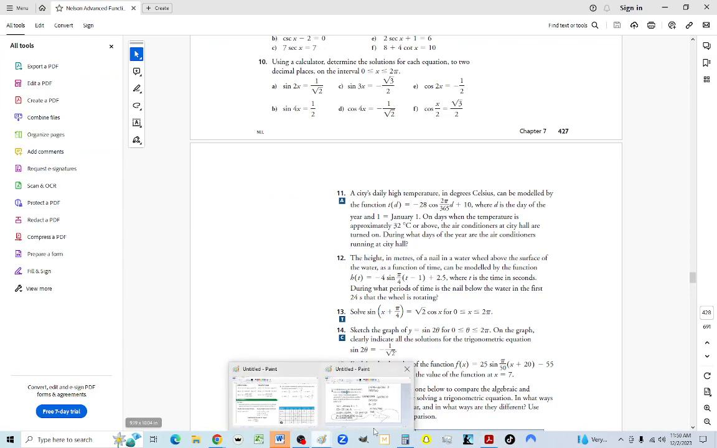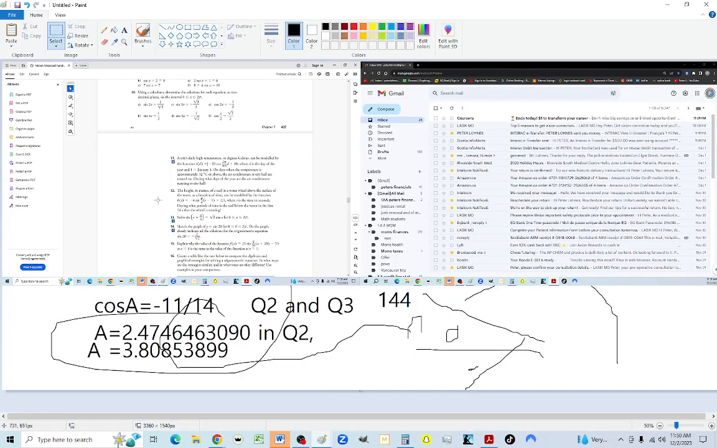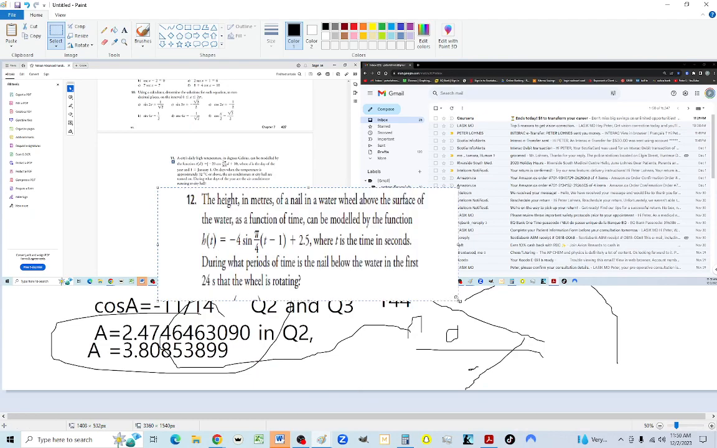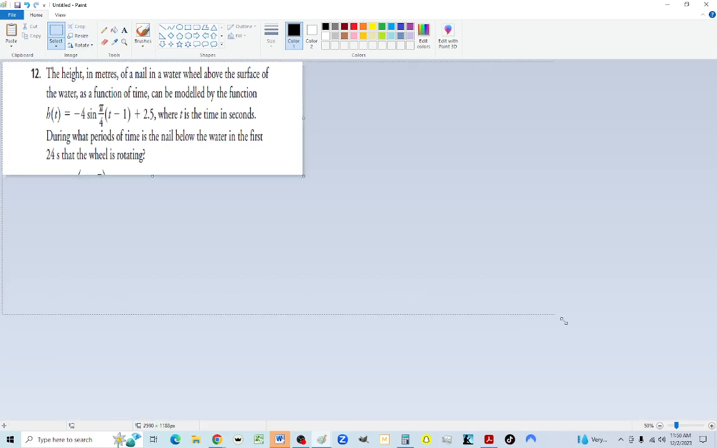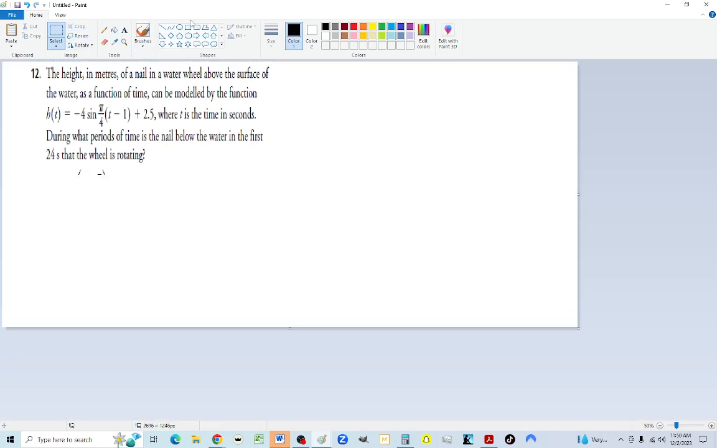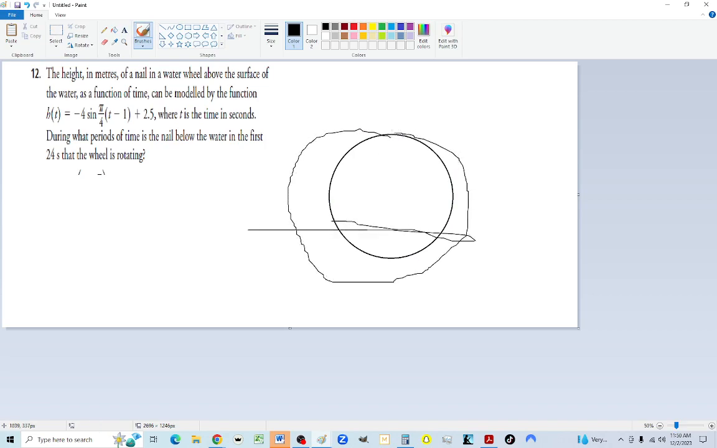Oh, height in the water wheel, nails, height in the water wheel. Okay. Same sort of thing. The height of a nail in a water wheel. If the water is like here, the nail's going down. Sometimes the nail's under the water, sometimes it's above. Where t is the time in seconds, and height of a nail is the height above the surface of the water. During what time periods is the nail below the water in the first 24 seconds?